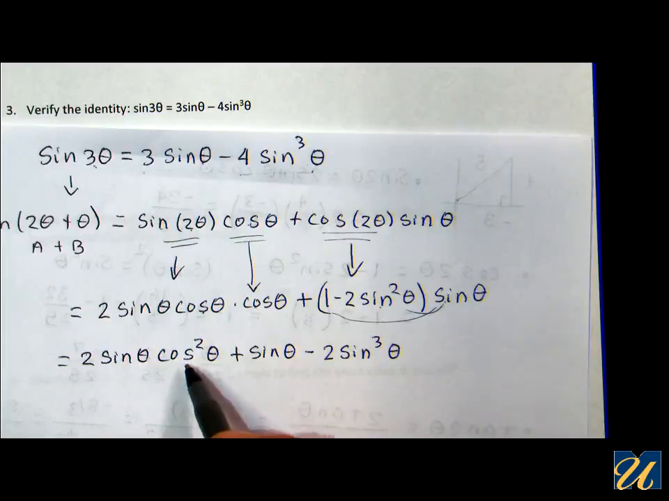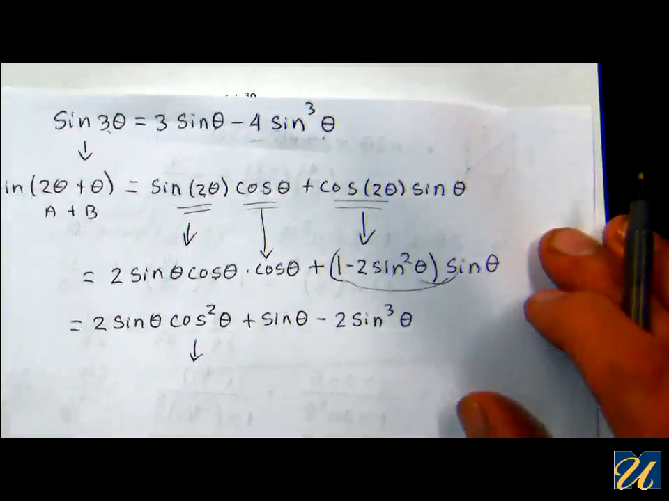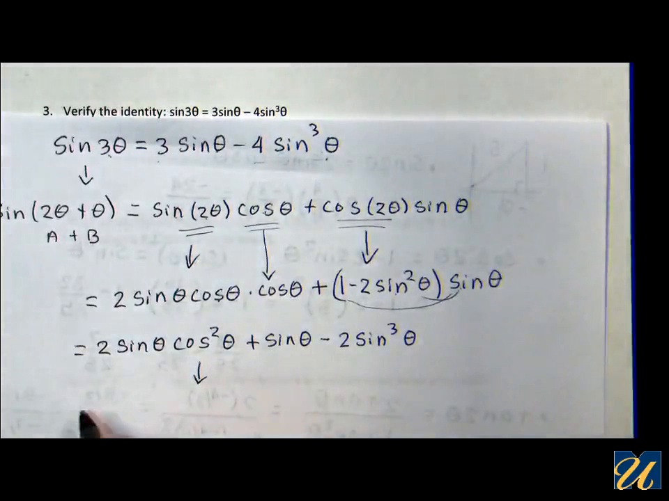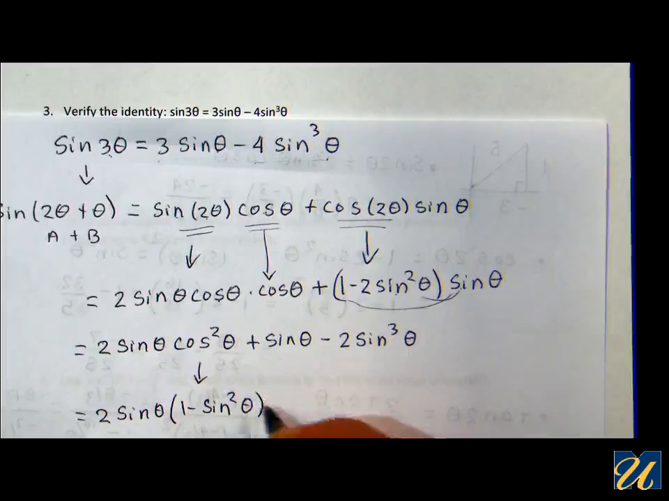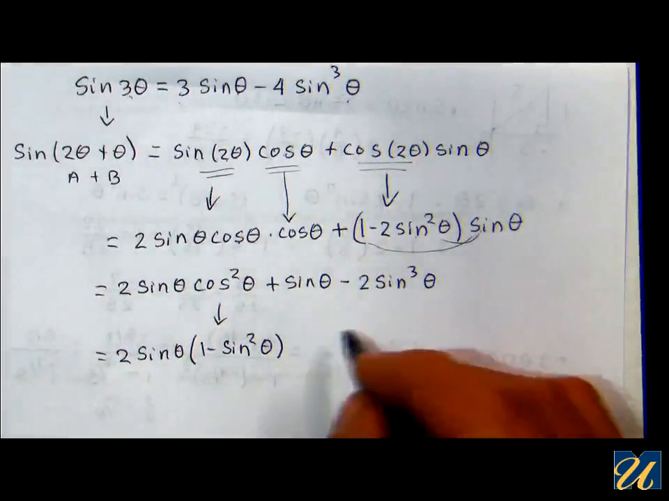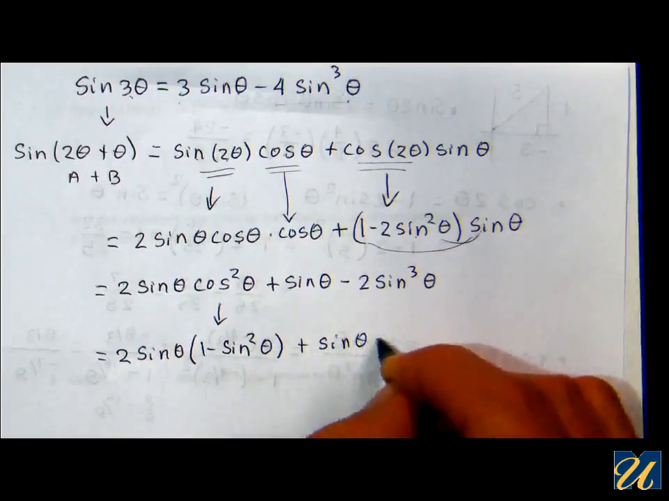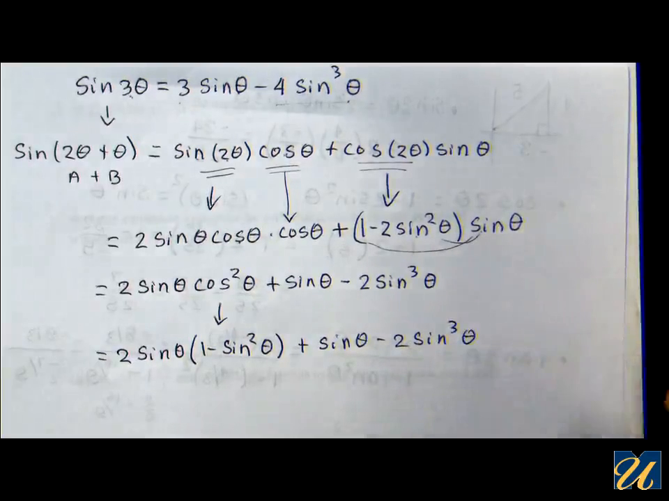But notice we still got a cosine in there, and we need to get rid of that cosine. So we're going to replace this with the Pythagorean identity. Two sine theta times cosine squared is 1 minus sine squared theta by the Pythagorean identity. Okay, and then we'll just write down the rest of it here. Sine theta minus 2 sine cubed theta.